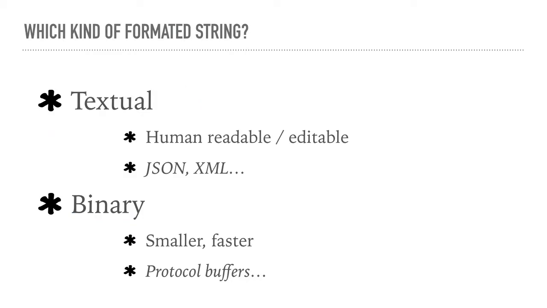We could have textual types. You know JSON, XML when you are doing maybe REST APIs. It's human readable or editable. So most of the time, this is the kind of textual information I use. But you can also have binary formats. It's smaller, faster. And yeah, I invite you to take a look at Protocol Buffers coming from Google. That way you can use this kind of formats.